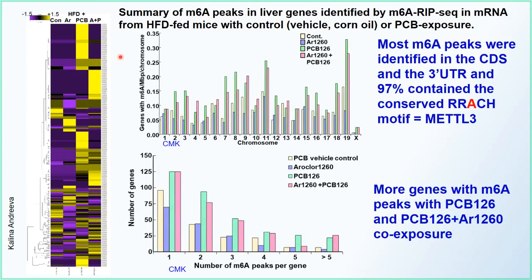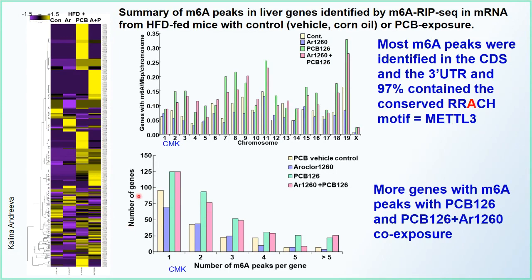Well, what people do when they get these sort of data is to look at the chromosomal distribution of m6A decorated genes, and that's what I did here. So we have control, Aroclor 1260, PCB126, and the co-exposure, so we can see different numbers of m6A genes on different chromosomes. Kalina also noted that most of the m6A peaks were identified in the coding sequence and the 3' UTR, and 97% contain the RRACH motif, which is where METTL3 is going to deposit that m6A on adenosine. Okay, so this is all to the good.